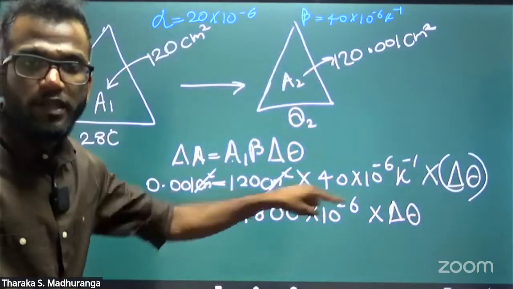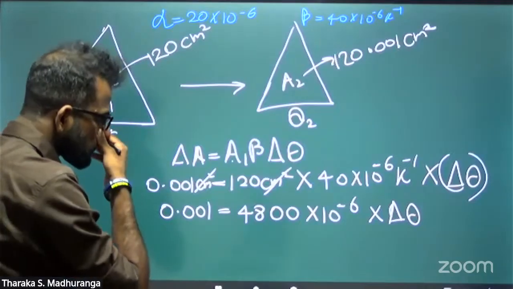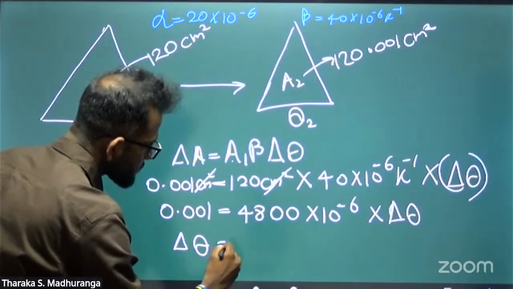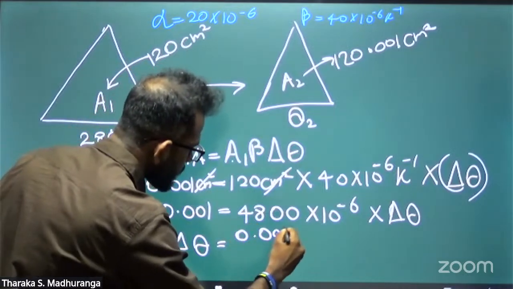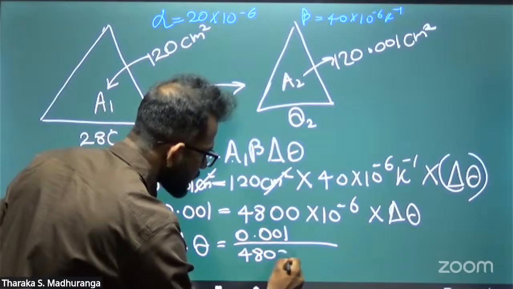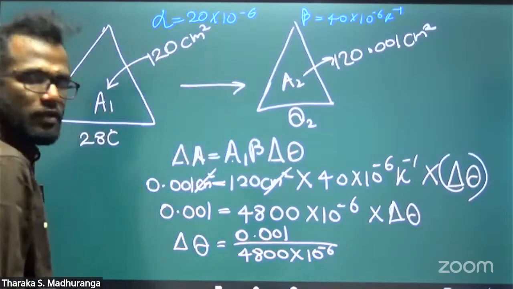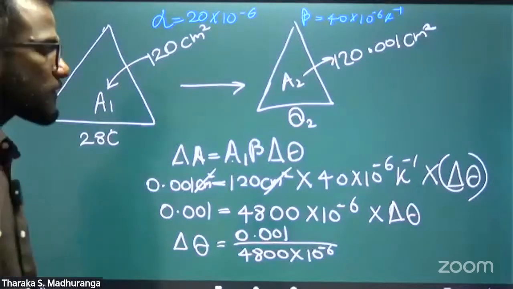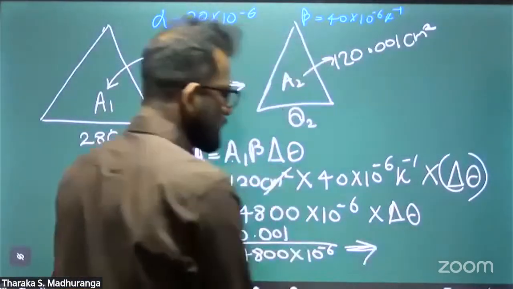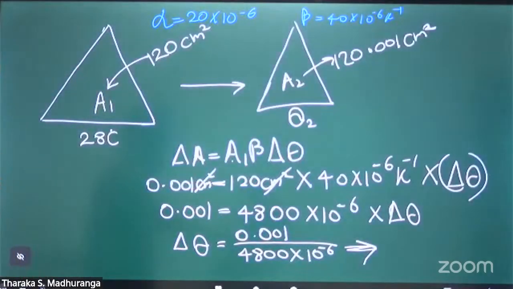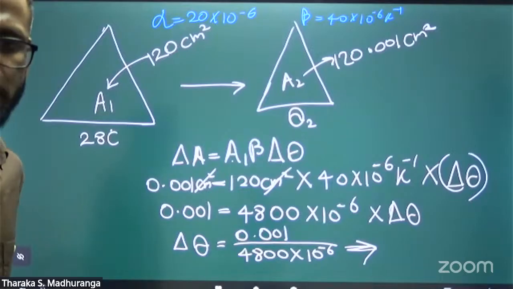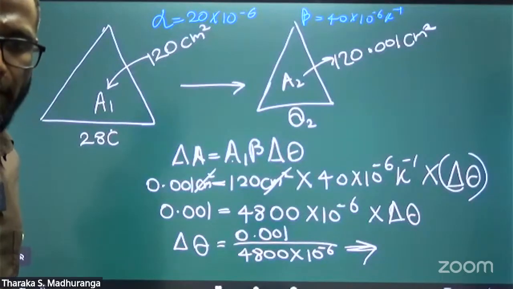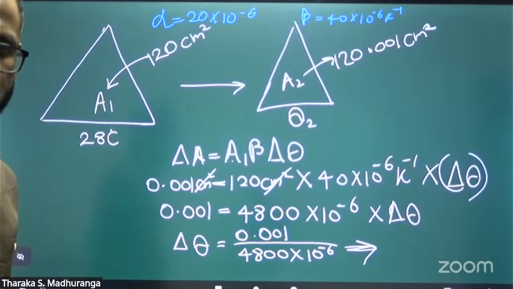Now I just want to isolate delta theta. Therefore, delta theta equals 0.001 divided by 4800 into 10 to the power minus 6. Okay, can you get this value? This is the temperature difference. But the question is not asking for the temperature difference, you can just find the temperature difference. Okay, you can use calculators. Quickly get the value.